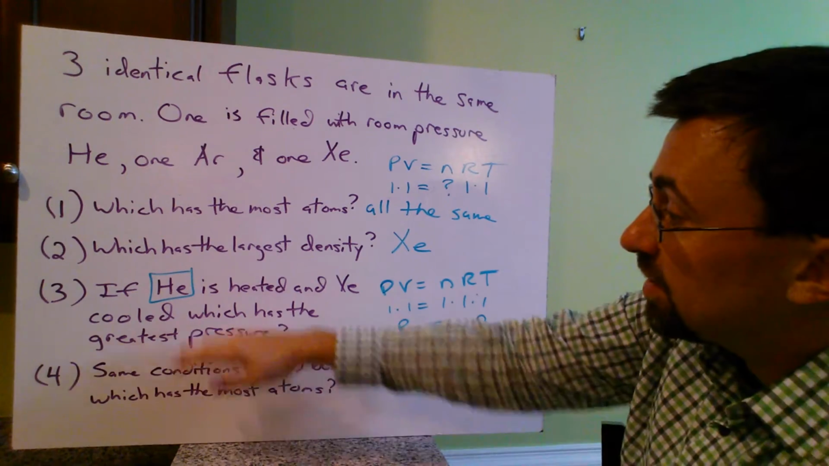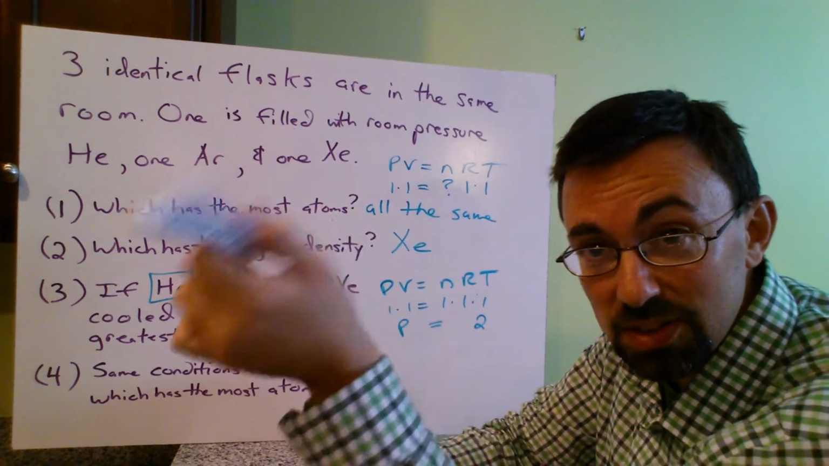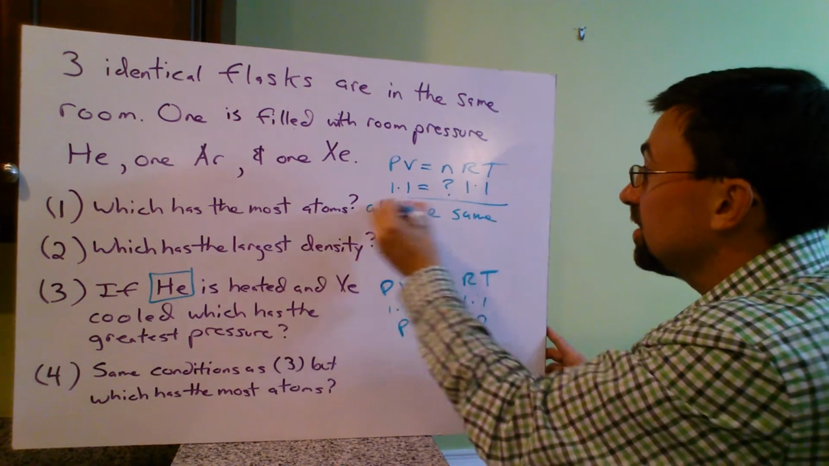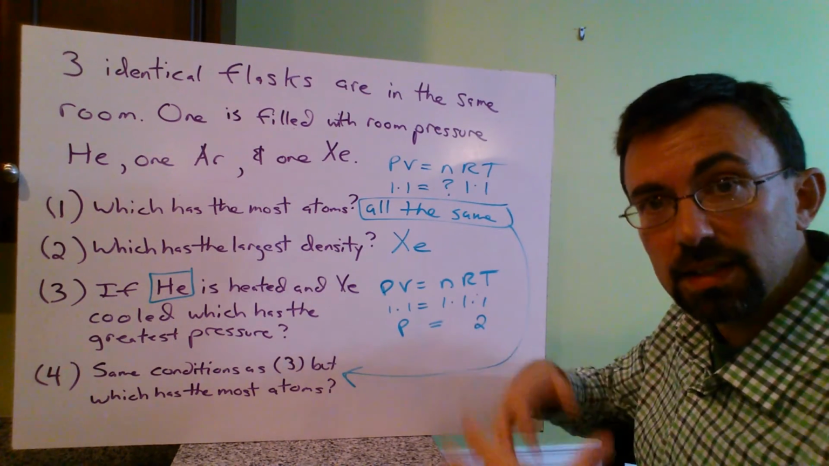And then same idea as number 3, which one has the most atoms? Ha, Dr. Werger, you're not tricking me this time. They're still sealed, still the same containers. It's still the exact same number. Still all the same. So again, just think about this mathematically, conceptually.